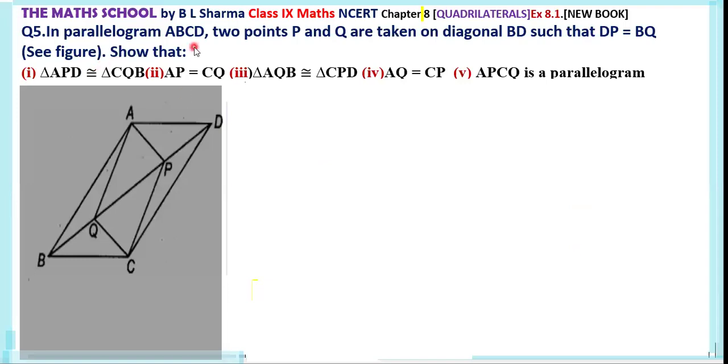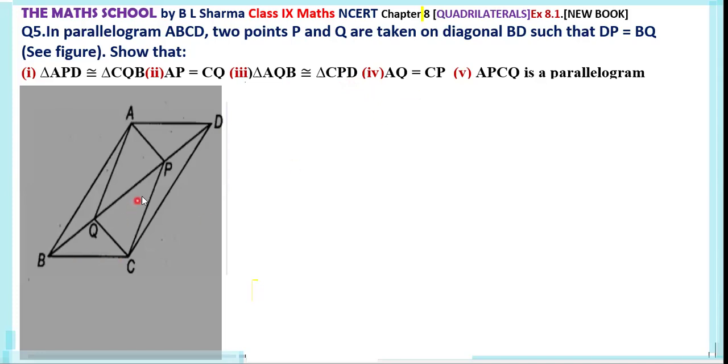In parallelogram ABCD, the figure is given. Two points P and Q are taken on diagonal BD such that DP is equal to BQ. Show that triangle APD is congruent to triangle CQB, AP is equal to CQ, triangle AQB is congruent to triangle CPD, AQ is equal to CP, and APCQ is a parallelogram.